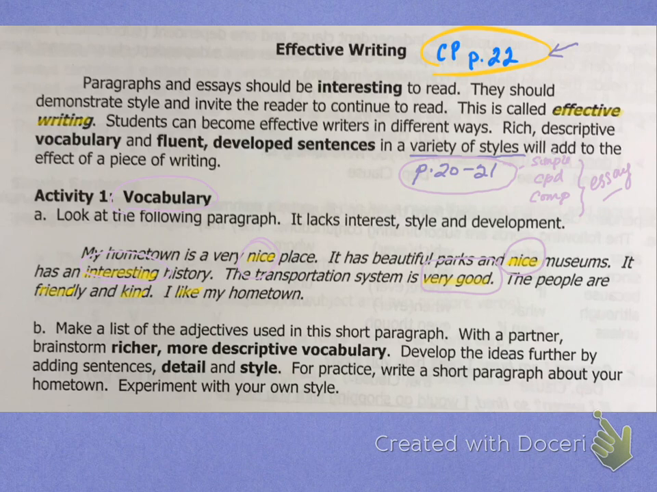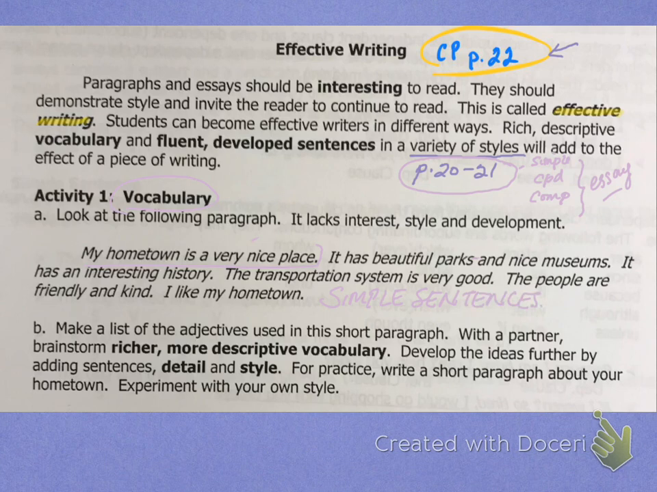And you'll notice that when we look at the different types of sentences, let's see, what do we have here? Let's get rid of some of these marks here and look at the sentence styles that we've got here. The first one, "My hometown is a very nice place." Okay, we've got a simple sentence here. It has beautiful parks and nice museums. Still a simple sentence. It has an interesting history. The transportation system is good. People are kind. I like my hometown. We're looking at pretty much a paragraph that is almost all simple sentences.